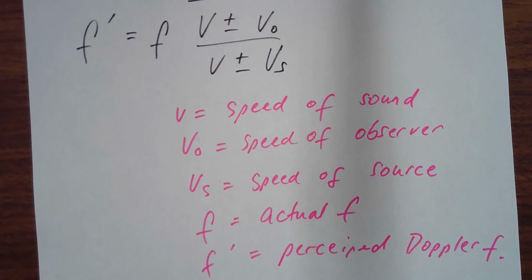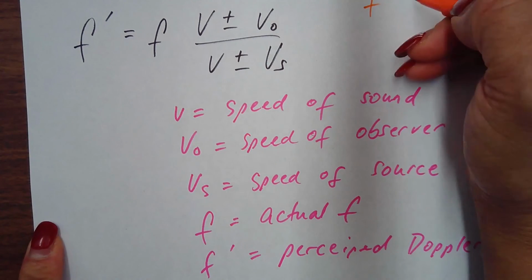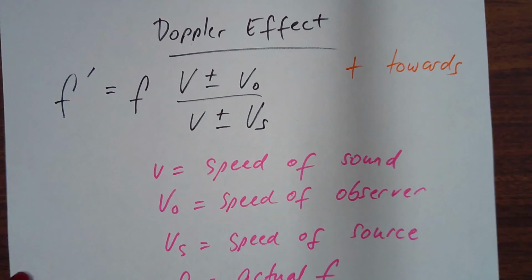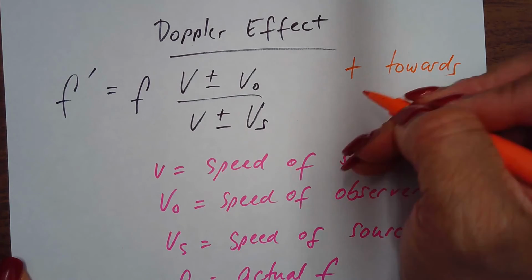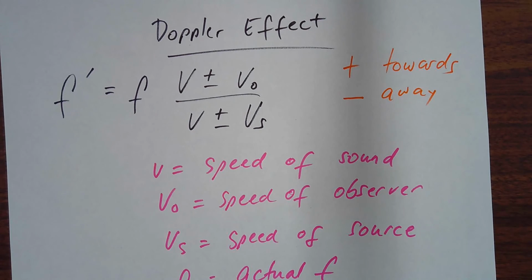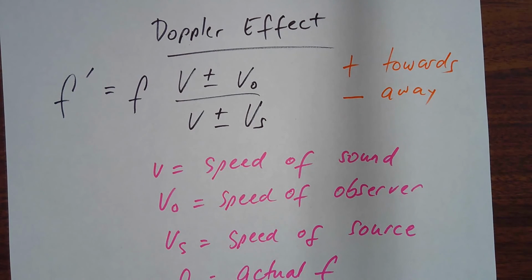Okay, all right, so we're gonna use that. Now, why is it plus and minus, you think? Plus means moving towards. So if it's moving towards you, you're gonna add it, and it's minus if it's moving away from you. So let's do one example.